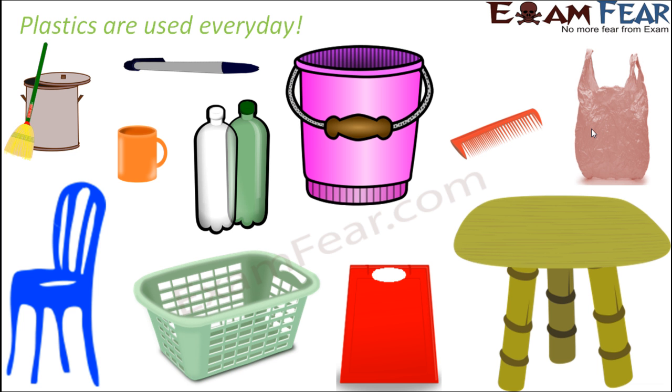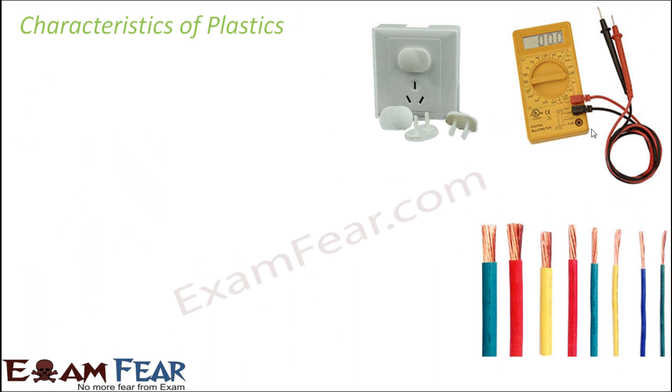So you look around yourself and you'll be able to see a lot of things which are made up of plastics. Whether you talk about your bottles, the storage jars in your kitchen, a bucket, a table, a chair, a comb, the plastic bags, the polythene wrappers, dustbins, pens. There are so many things made up of plastics. So plastics play a very important role in our day-to-day life. We are going to talk about some of the characteristics of plastics and their pros and cons.